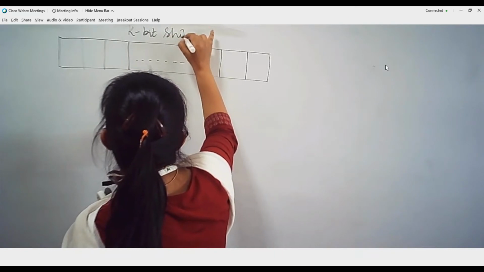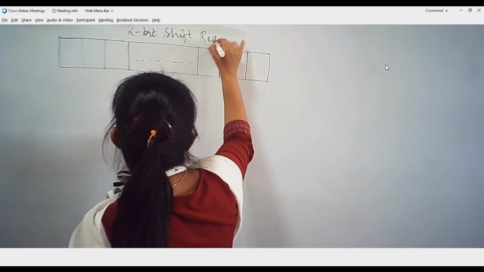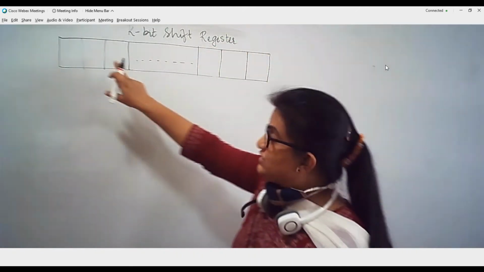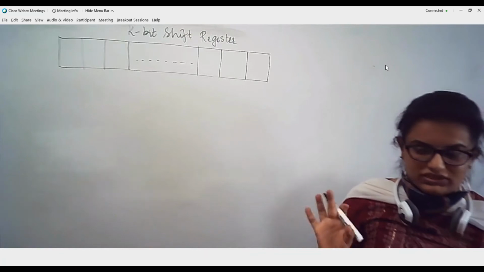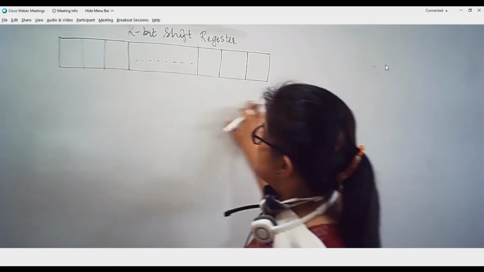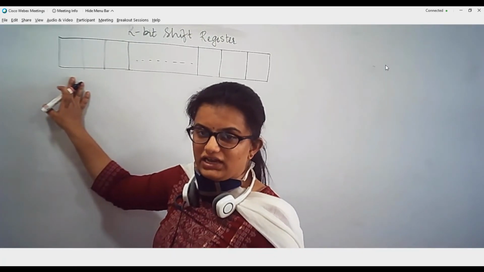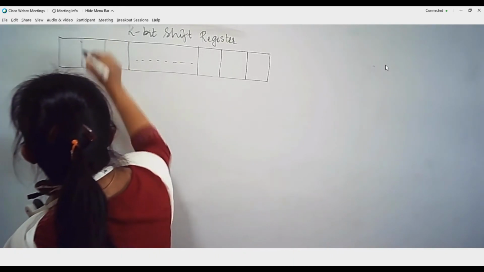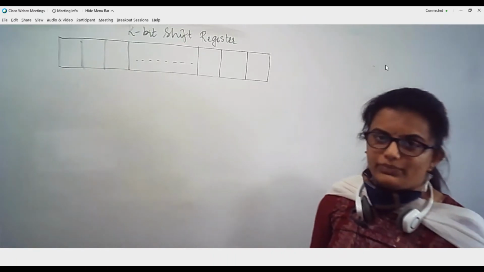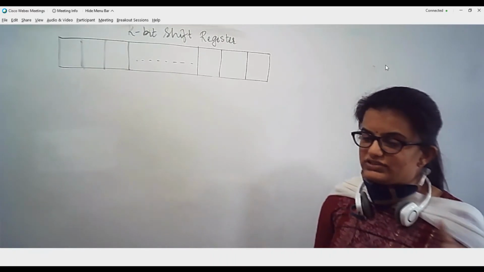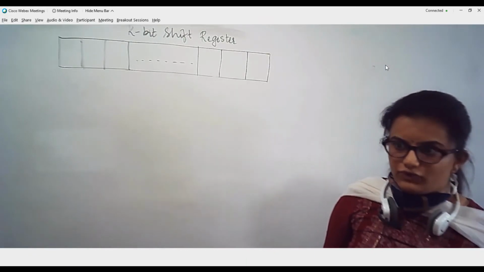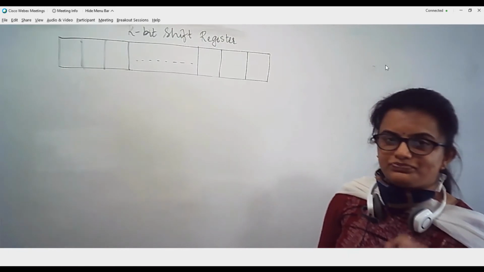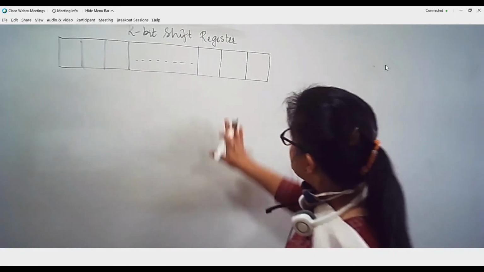A k-bit shift register means we are going to have k flip flops, each of which is going to store one bit in its memory. So please remember this. A shift register is made of flip flops, typically D flip flops, because a D flip flop can store one bit of information. We do not use other forms of flip flops to get a shift register. Mostly it is a D flip flop that we will be using.